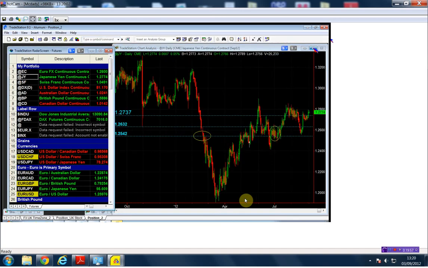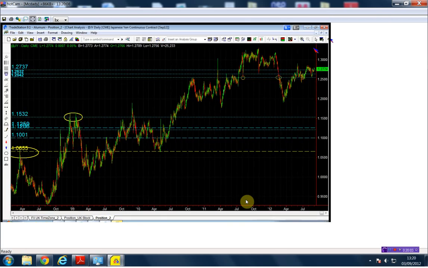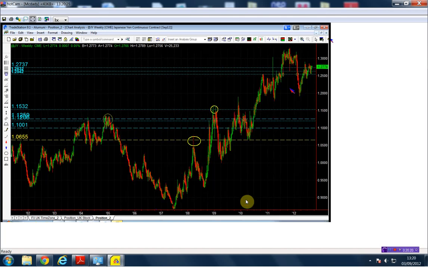And the yen, by far, like I've been telling you for ages now, is the strongest currency out there. It is the strongest currency for the last 10 years, by far, technically and fundamentally. As you can see, from 2007, we are still in a bull market in the Japanese yen.